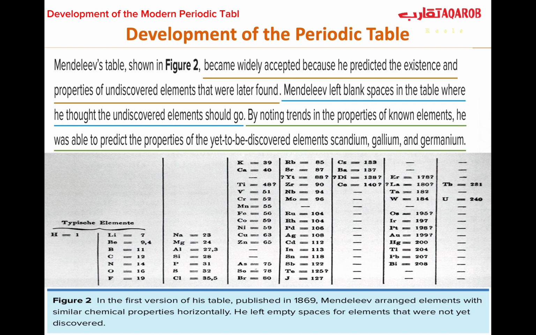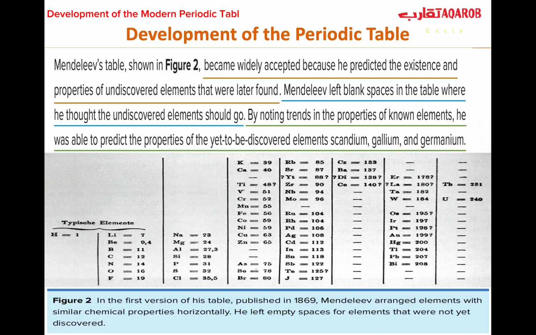Mendeleev left blank spaces in the table where he thought the undiscovered elements should go. By noting trends in the periodic properties of known elements, he was able to predict the properties of the yet-to-be-discovered elements. So Mendeleev was the first scientist who arranged the elements in a periodic table according to increasing atomic mass, and he left blank spaces in his table because he thought undiscovered elements should be in these spaces.